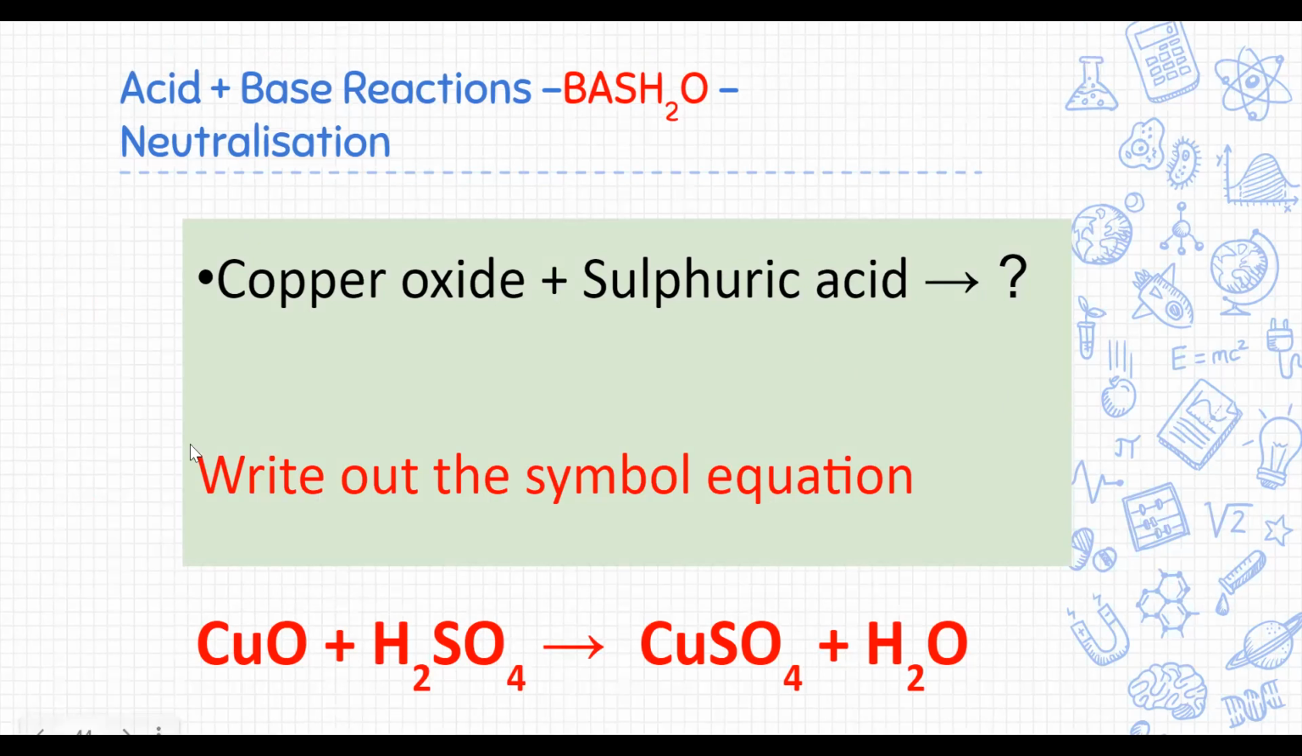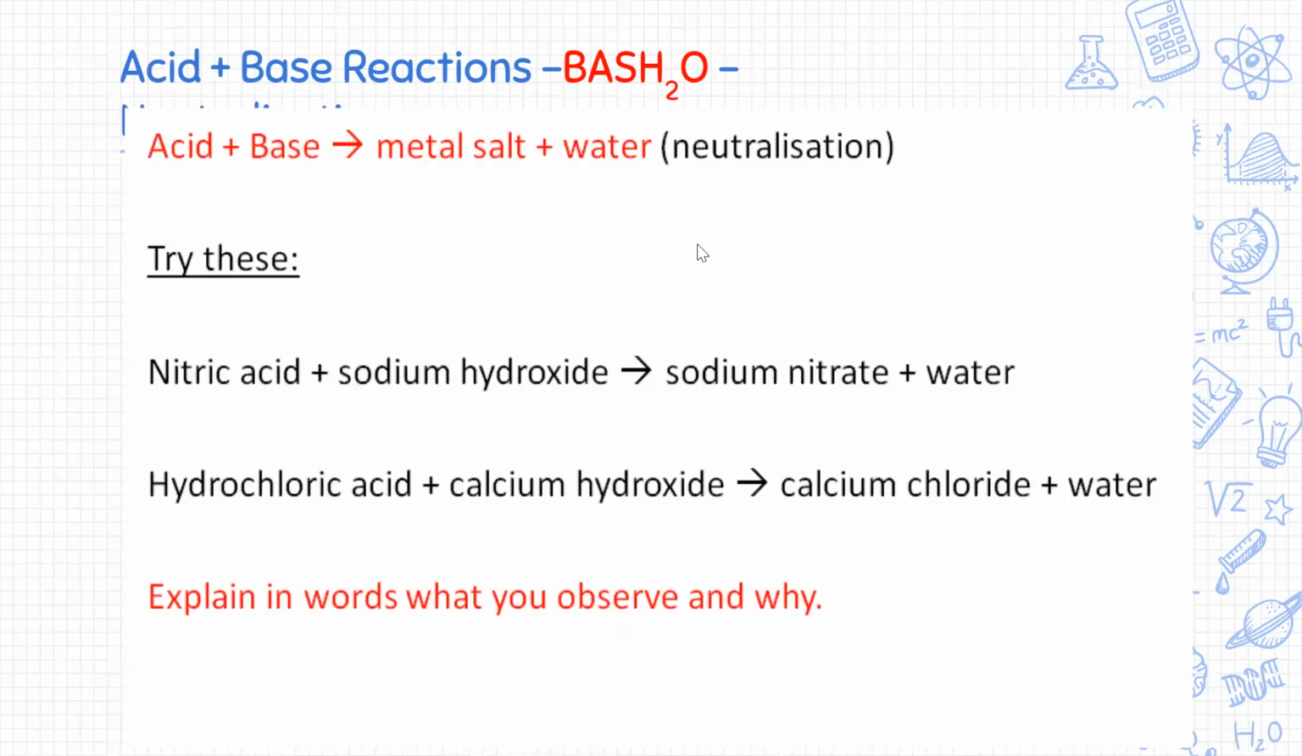Here is a symbol equation for the top reaction, which is copper oxide plus sulfuric acid. As we can see, copper sulfate is produced and water in this reaction. Have a go at these two examples. You can pause the video, have a go, and then in the next slide we will look at the answers.